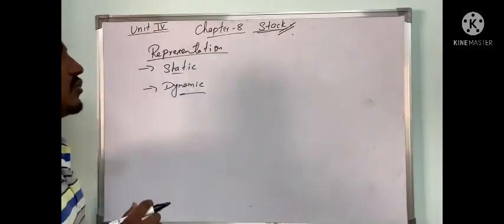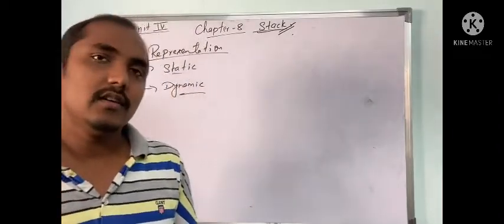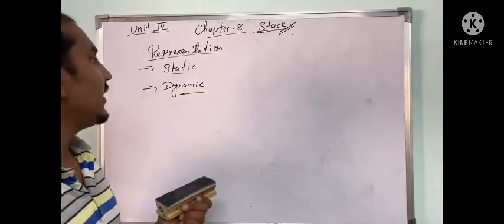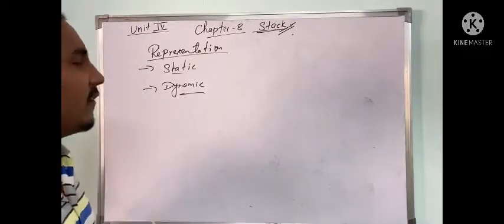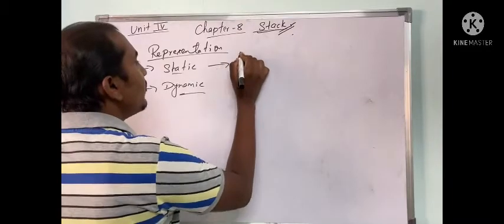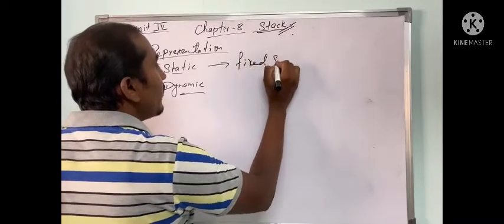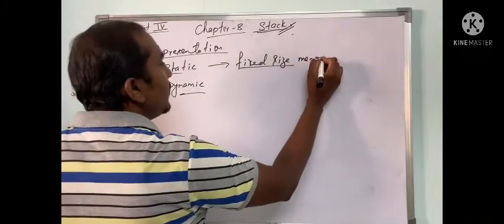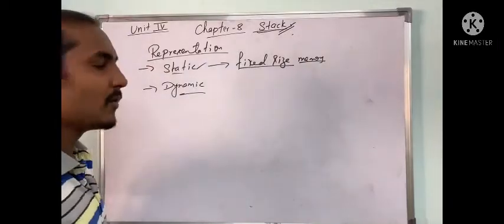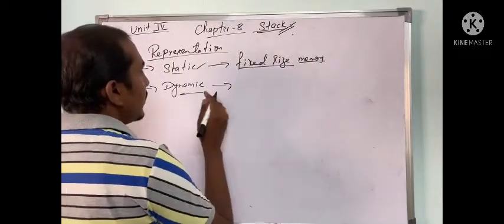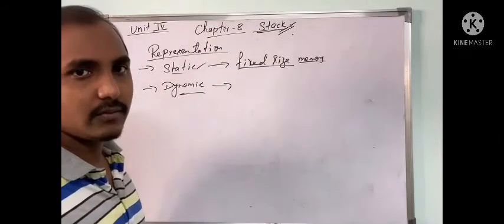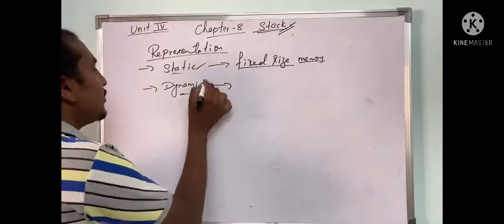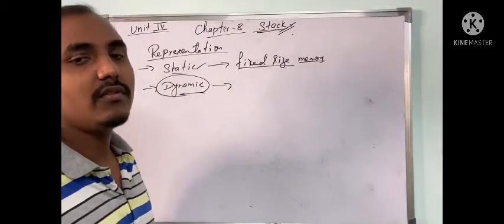Okay. So what is static representation of stack or dynamic representation of stack? Static representation is nothing but when you have a fixed size of memory. When you have a fixed size of memory, in that case we'll be using static representation. When the memory is not fixed, when you are able to change the size of the memory, in that case we'll be using dynamic representation of stack.